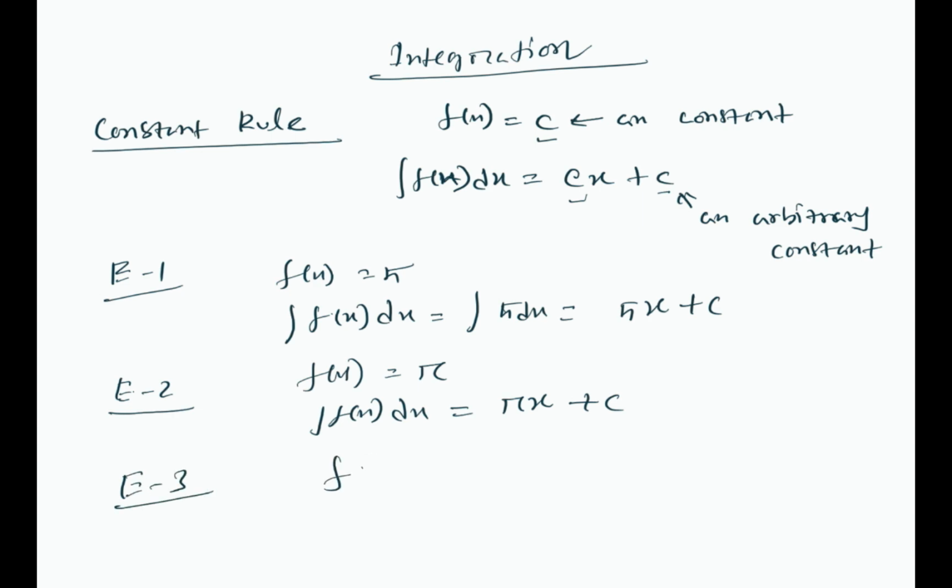And example 3, we can choose a function, let's say e to the power 5, right? See, e is a number and this power is also a number, so ultimately we are getting a number. So the integral of e to the power 5 dx is equal to e to the power 5 times x plus c. Earlier I told you that I'll explain why we add c in the process of integration.